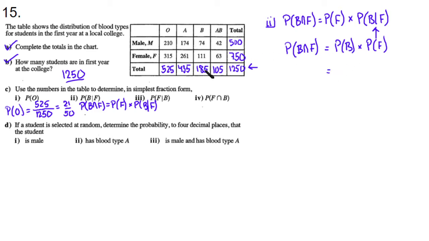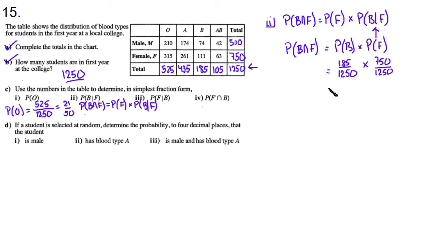Well, the total number of blood type Bs was 185. And the total number of individuals was 1,250, times the number of females in this study was 750, divided by the total number of individuals, which is 1,250. Okay. Now we can reduce this a little bit.